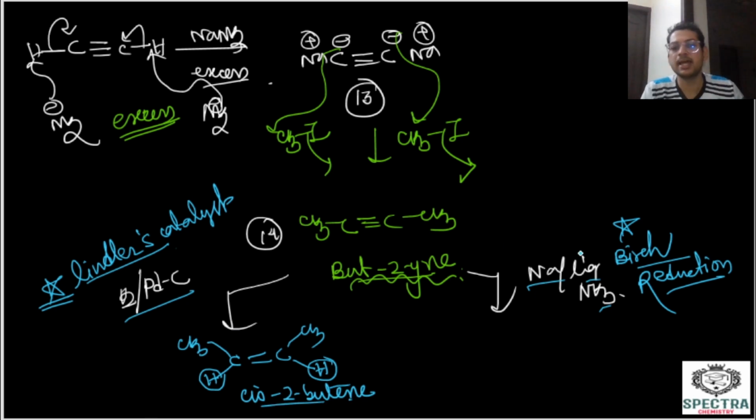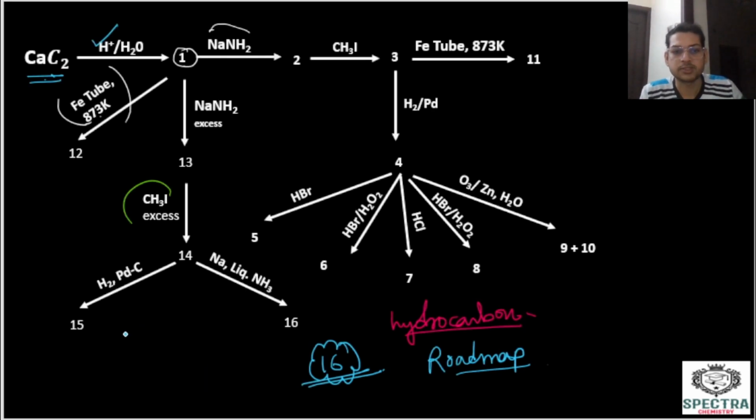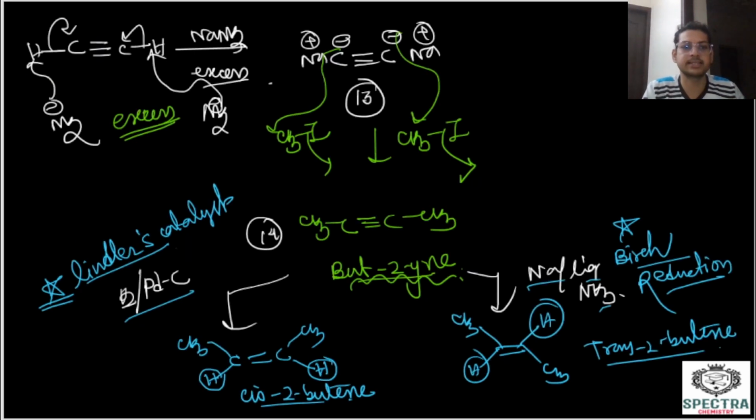Sir, what about this? Here, you will get the double bond. You are giving a CH3 here, a CH3 here, H here and H here. Sir, that means you are talking about we will get trans-2-butene, right? Yes, you will get cis-2-butene and you will get trans-2-butene here. Okay, now let's name them. So this is 15 and this is your 16. Got it? 15 and 16.